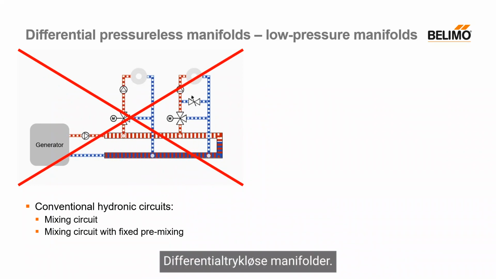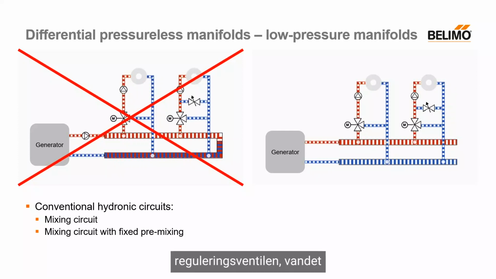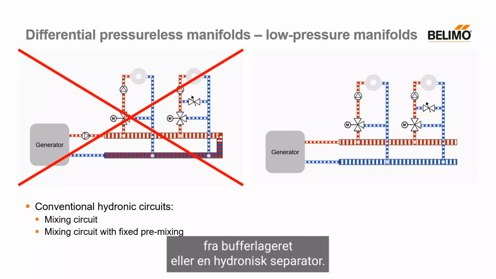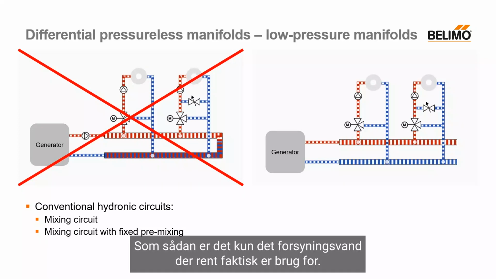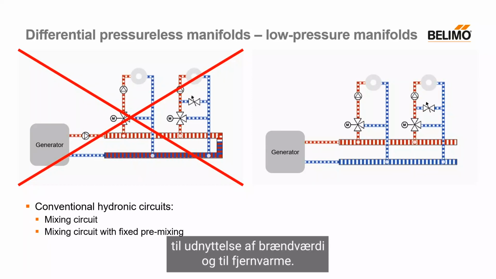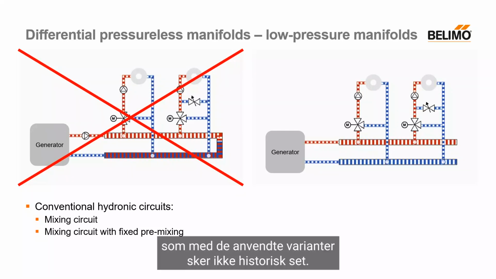Differential pressureless manifolds. Nowadays, the individual heating circuit pumps, in conjunction with the control valve, collect the water directly from the generator, or are hydronically decoupled from the buffer storage or the hydronic separator. As such, only the supply water that is actually required is collected. Generally speaking, this variant is also suitable for the utilization of calorific value and for district heating. Continuous return temperature control, as with the variants used historically, does not take place.